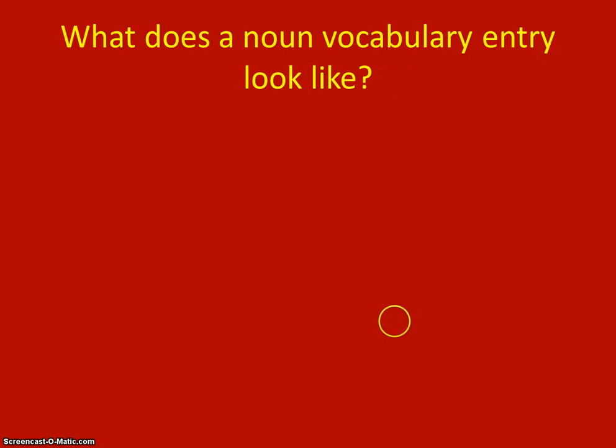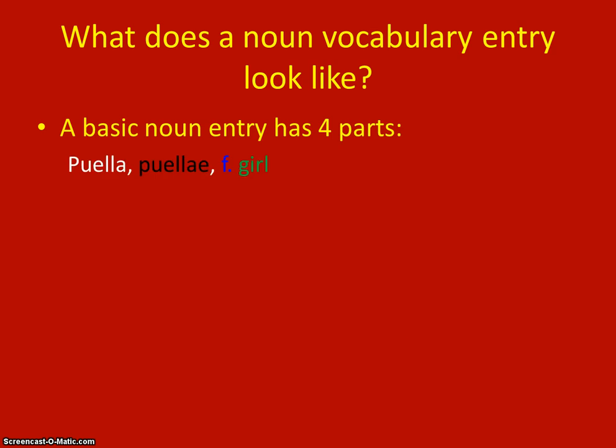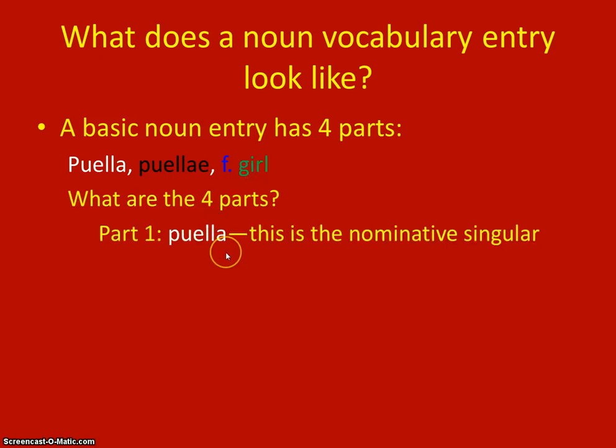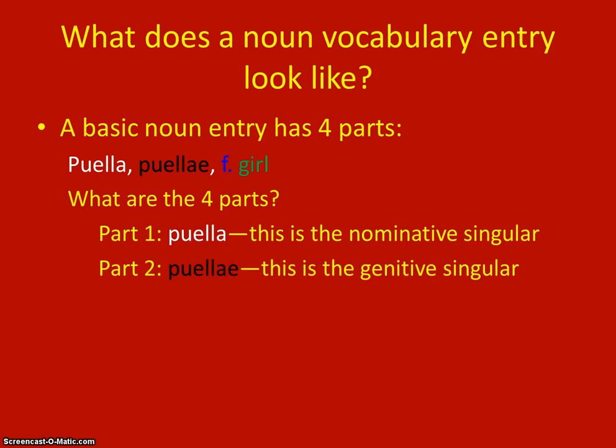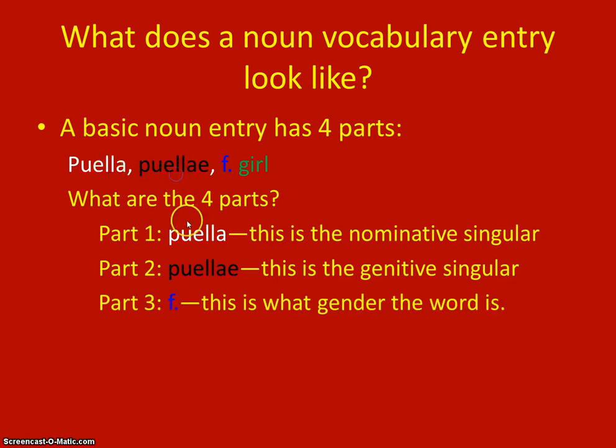What does a noun vocab entry look like? They're made up of 4 parts. You see here, puella, puellae, feminine, girl. And the first part, puella, that's your nominative singular. That's your basic form of the word that means girl. Puellae, that's your genitive singular. We talked a minute ago that genitive means of, so puella is girl, puellae, of the girl.